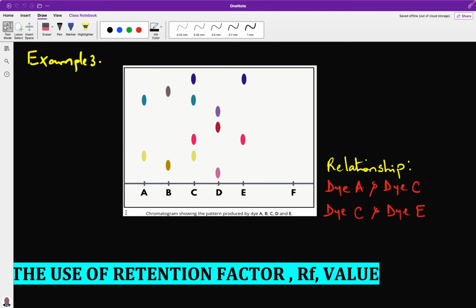If we look critically, dye A has 2 colors. The colors are not present in dye B. The colors are present in dye C. One of the colors is present in dye C, and the other color is present in dye C too. 2 of the colors are present in dye C. The colors are not present in dye D, and not even in dye E. Therefore, dye A and dye C, they have something in common.